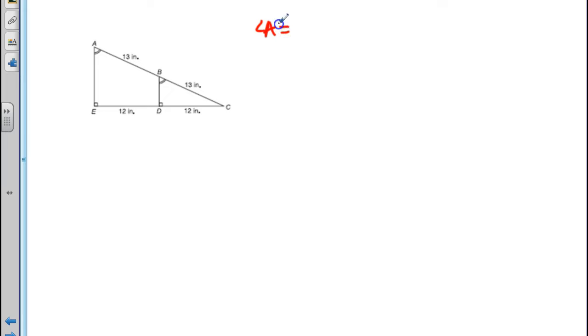So this says angle A is congruent to angle B. They're both marked the same way. Angle E is congruent to angle D because they're both 90 degrees, and angle C is congruent to itself. So this angle belongs in the little triangle and the big triangle. So number one thing that we're going to check, corresponding angles are congruent. Yep.